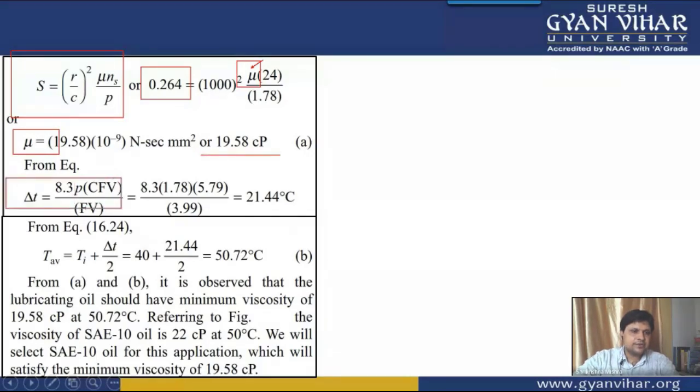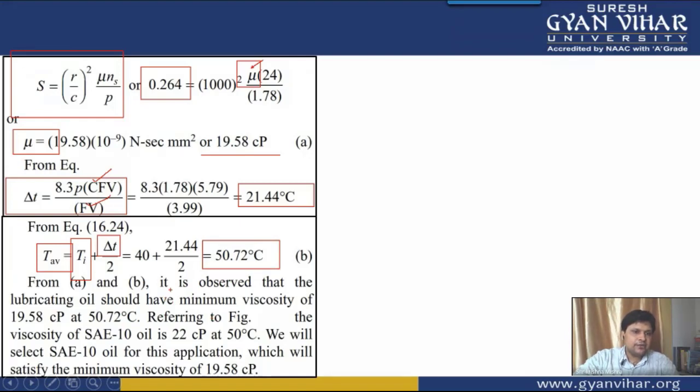Finally, the change in temperature. For this change in temperature, you will have to put the value of the coefficient of friction variable and the flow variable. You will get the change in temperature, and the average value of temperature will be the initial temperature plus the change in temperature divided by 2. This will give you the average value, and you will get the average value as 50.72.